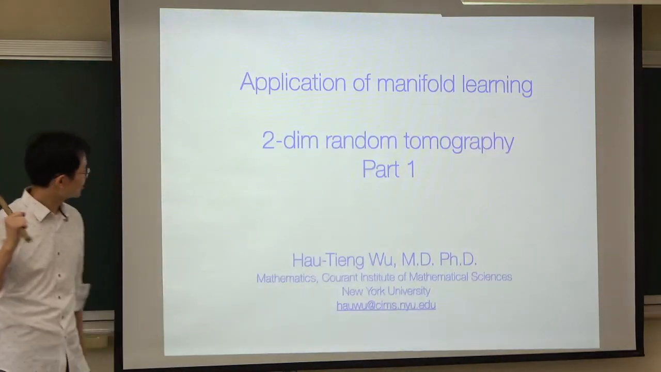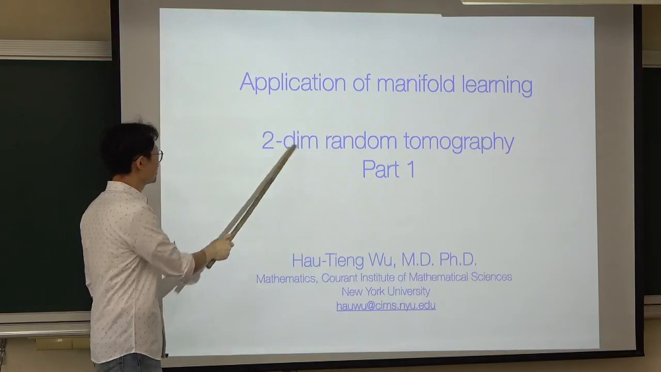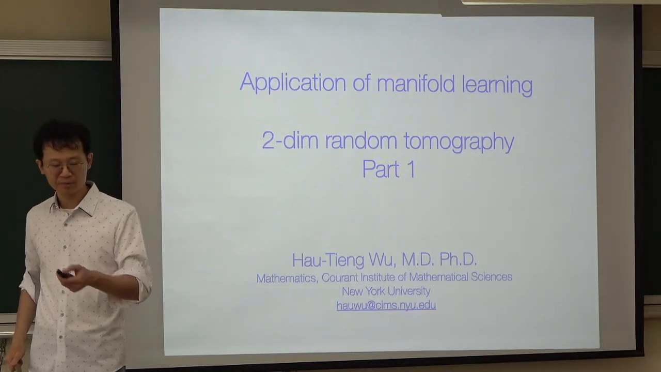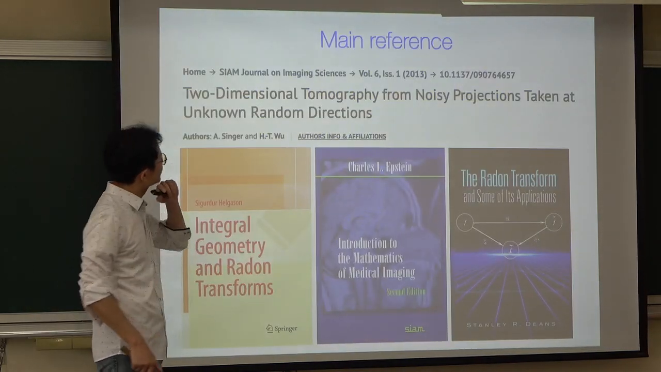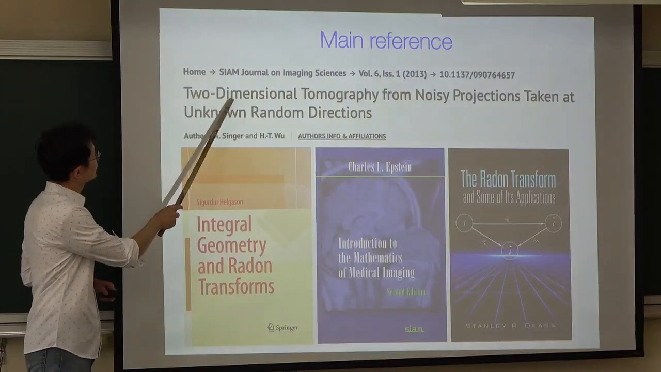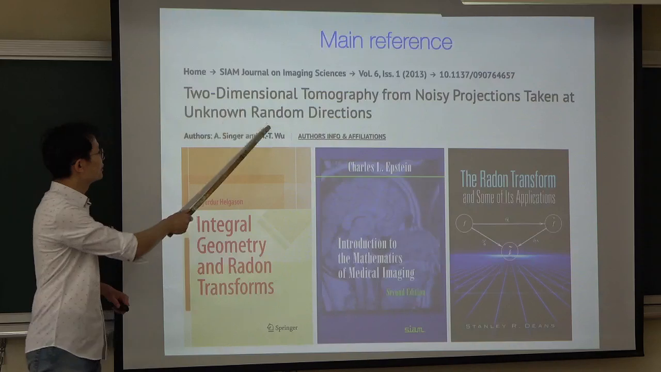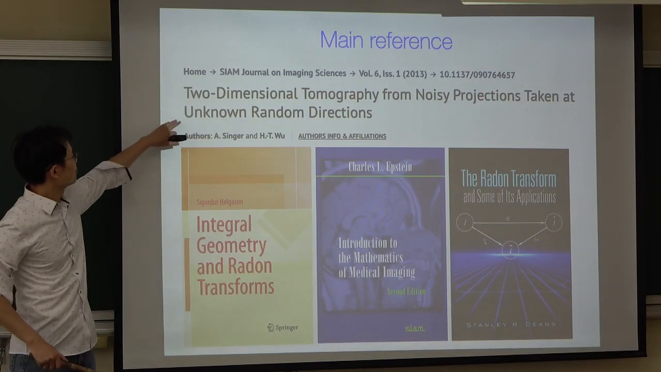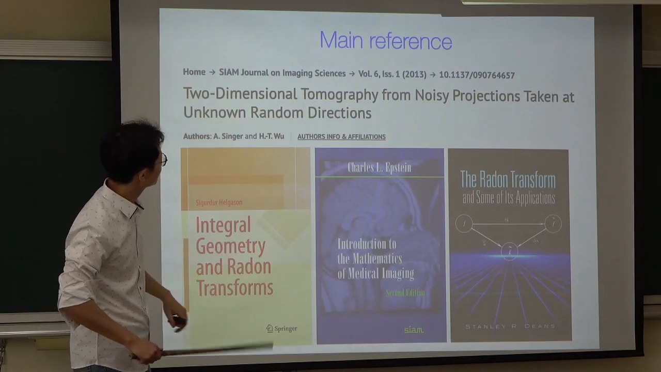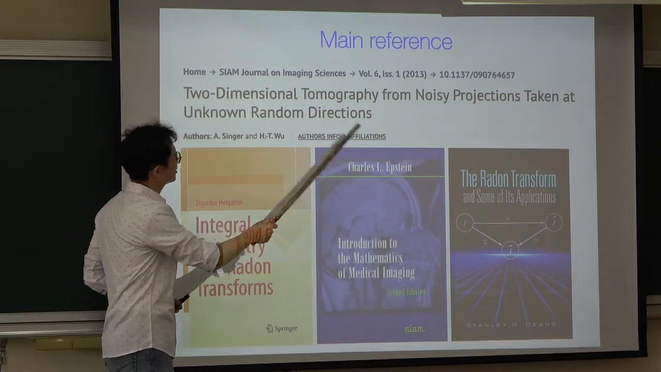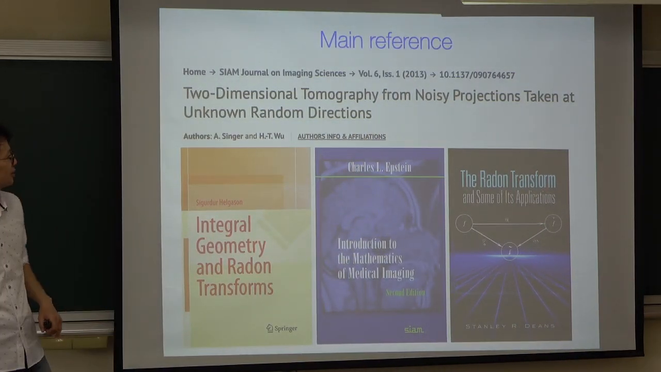So let's start. I'll talk about an application of medical imaging, and this is a two-dimensional Radon tomography application. Let's take a look at what it is. The main reference is this paper, "Two-dimensional tomography from noisy projections taken at non-random directions." You can find some papers cited inside which used other methods and so on. This paper is kind of old, 2013, but I still consider it quite a challenging problem.